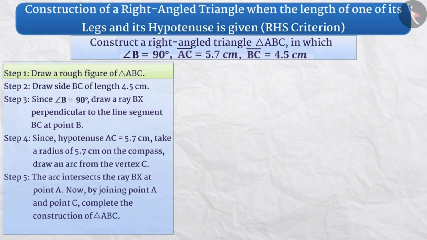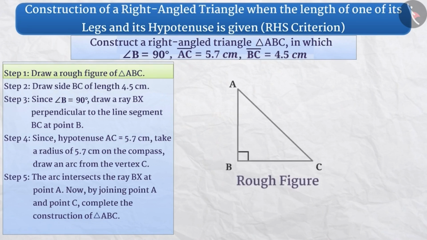Step 1. First of all, we will draw a rough figure of triangle ABC with the given measurements and mark the given measurements on it. Drawing a rough figure gives us an idea of how a triangle can be formed.